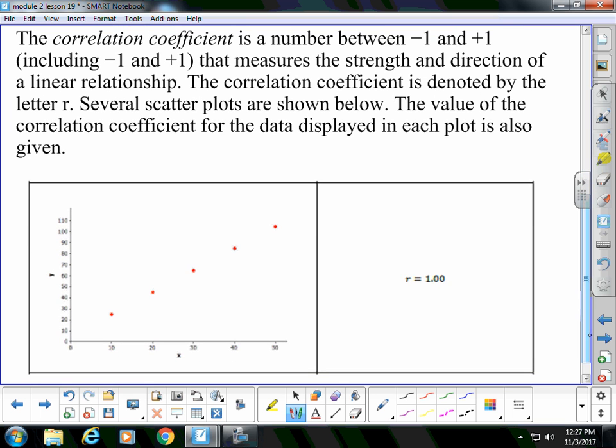Okay, so this first one, for example, that's a perfect scatter plot. It makes a line. And its correlation coefficient, which we call R, the R value is the correlation coefficient. And in this case, it comes out to exactly 1 because it's a perfect 1. So the closer you are to 1, the better the fit. So the correlation coefficient is 1 because it's perfect.